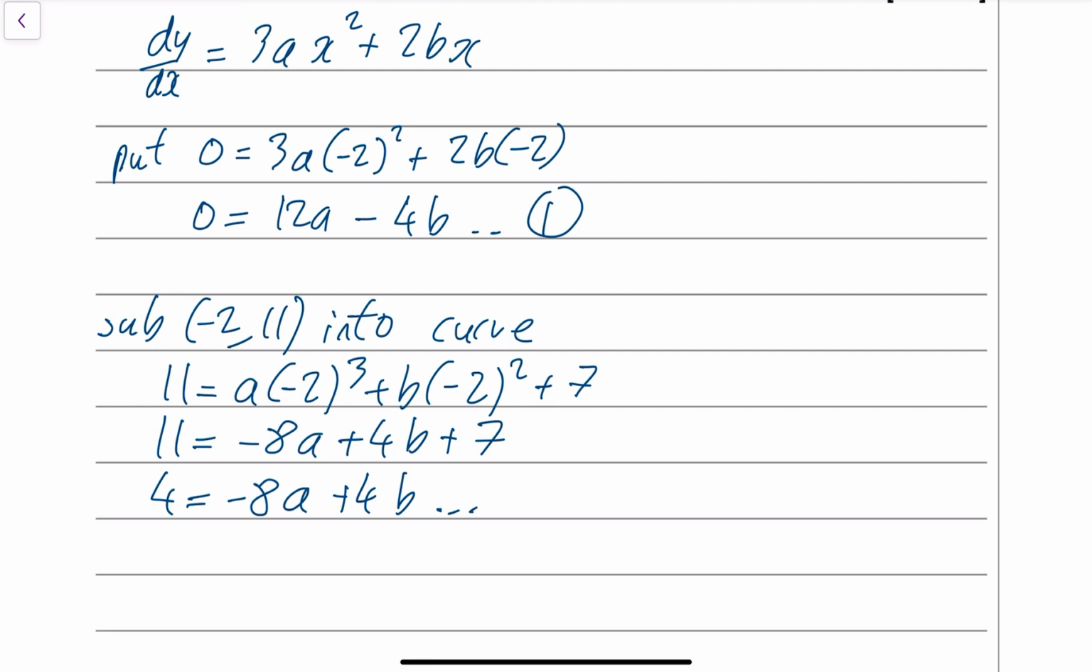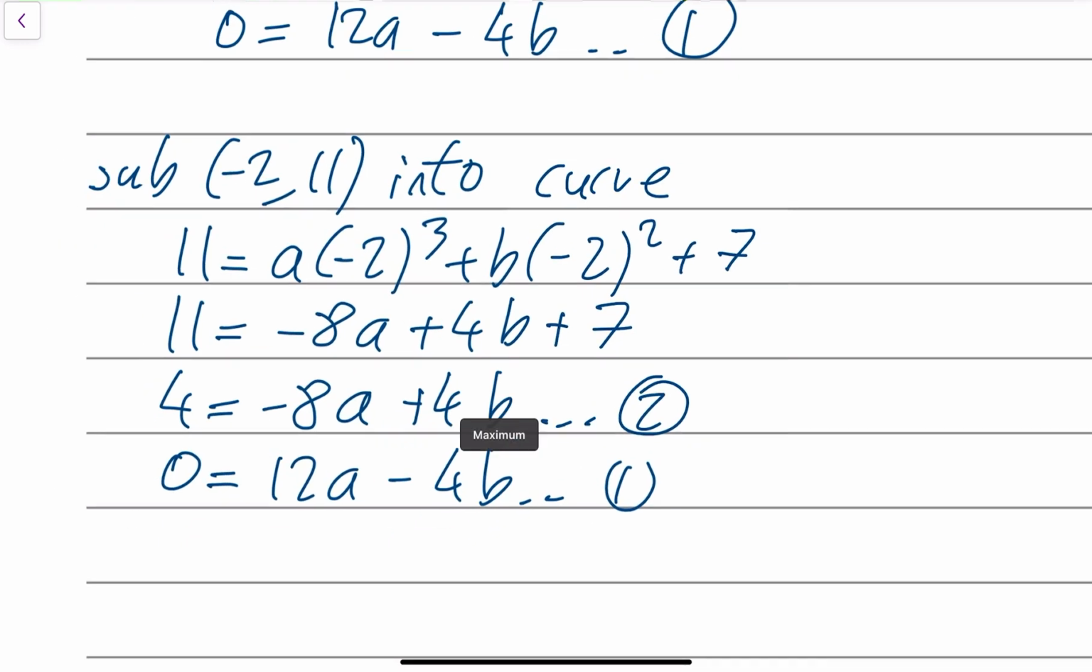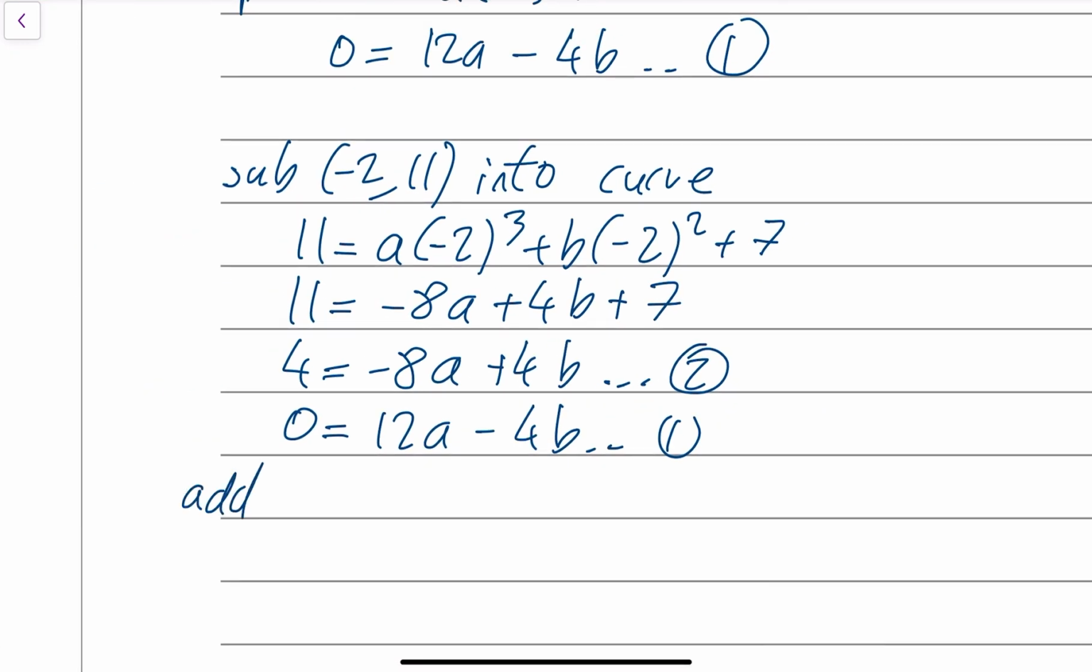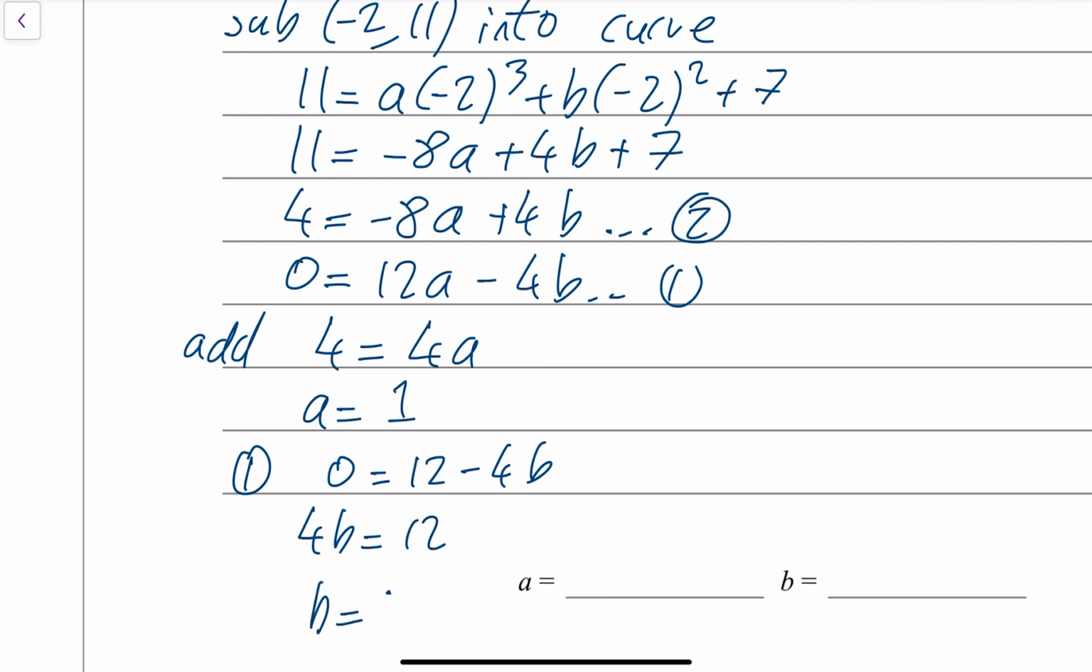Normally I would divide through, but if you notice, you've got minus 4b and plus 4b in these two equations, so leave them as they are. Just going to write my other one underneath it, my first one. All we want to do here is add. If you add those two things, you're going to get 4 is equal to 4a. A then equals 4 divided by 4, a equals 1. And then put that back into equation 1. 0 is equal to 12 minus 4b. 4b equals 12. Your b works out to be 12 divided by 4. B equals 3. So you've got your a equals 1 and your b equals 3.